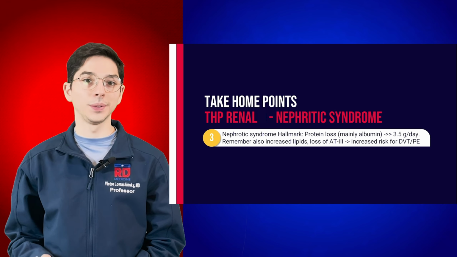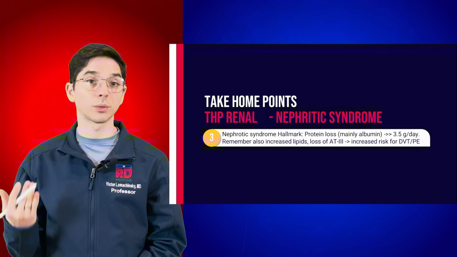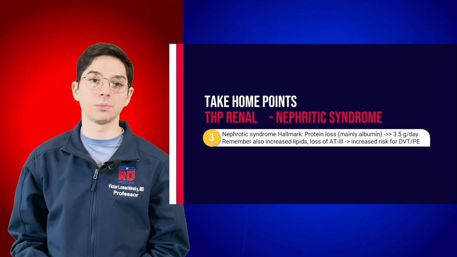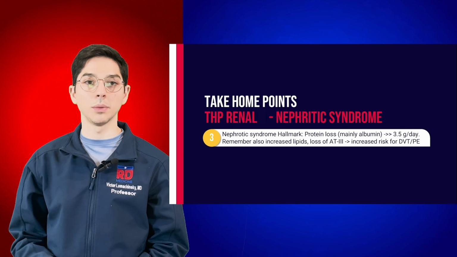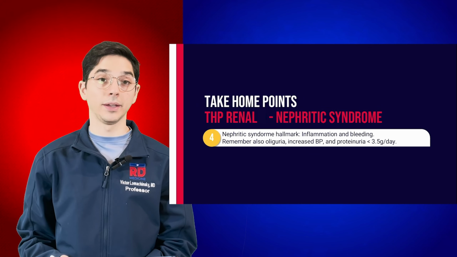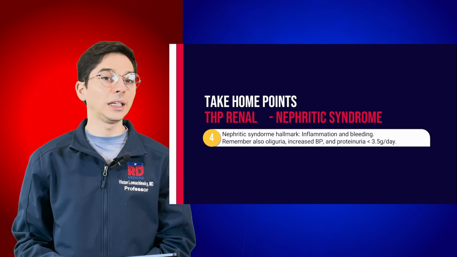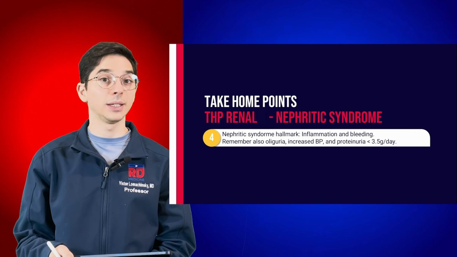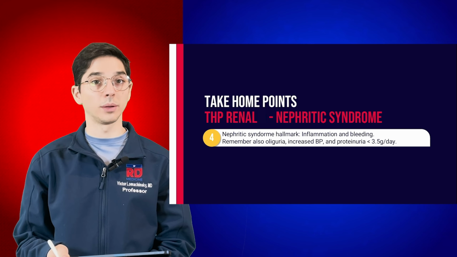Additional features include hyperlipidemia and an increased risk for thrombosis due to the loss of antithrombin 3, which also predisposes those patients to deep venous thrombosis and pulmonary embolism. Nephritic syndrome, on the other hand, is characterized by inflammation and bleeding. Key clinical findings here include oliguria, hypertension, and proteinuria, typically less than 3.5 grams per day.